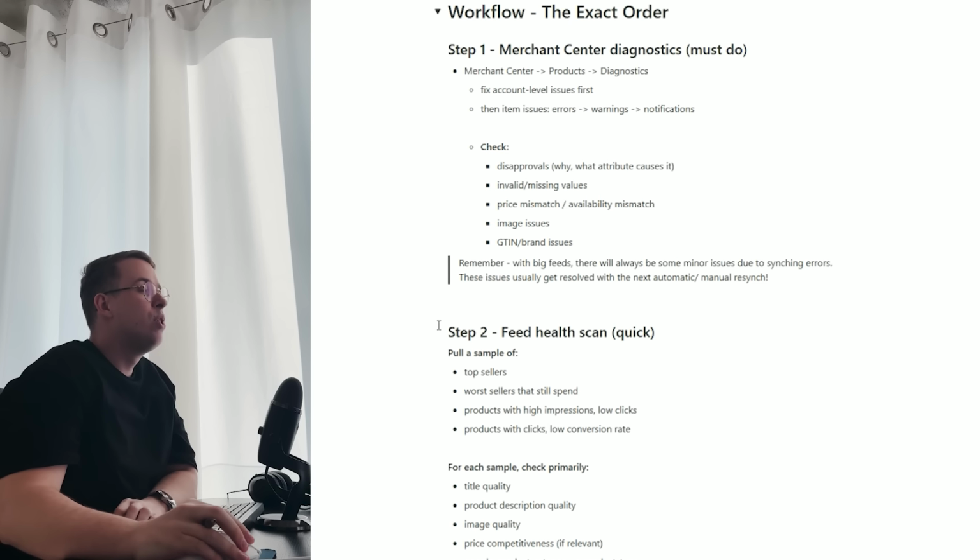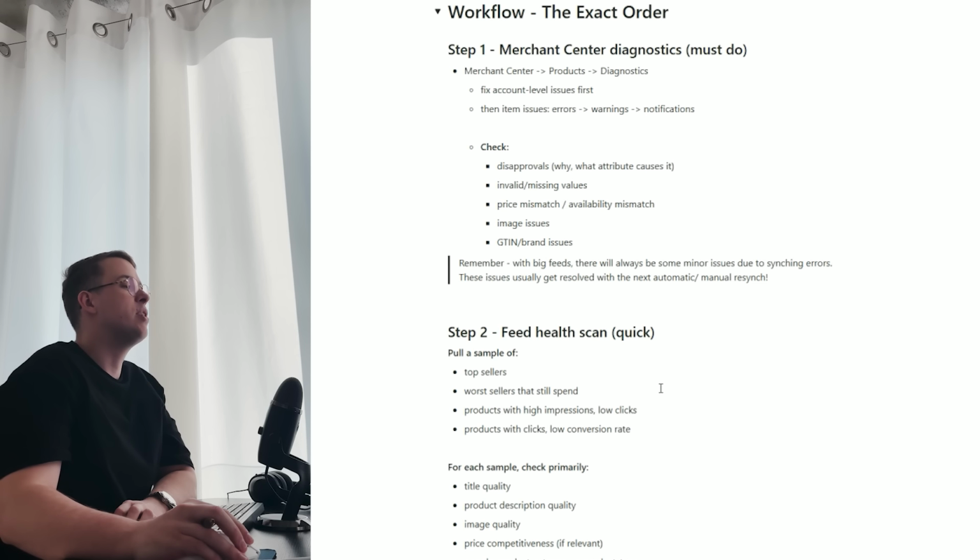Then step 2, you will look at your feed. And just a quick health scan. Basically, we will categorize top sellers. We will look at our wasters, right? That are products that have quite some spend but low performance. Then you can also look at products with some clicks but low conversion rate, or high impressions, low clicks, which means low click-through rate, right? So we can see, all right, what to improve there. But mostly we want to look at our best sellers, of course, and we want to look at the wasters that have high spend but don't perform.